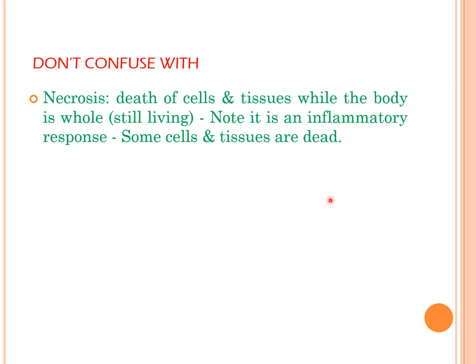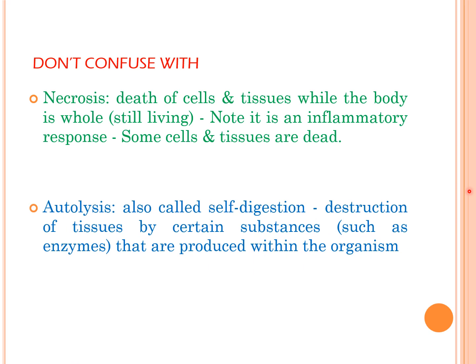And finally, don't confuse apoptosis with necrosis, where necrosis is the death of cells and tissues while the body as a whole is still living. Note, this is an inflammatory response. Some cells and tissues are dead. So in necrosis, there will be inflammation, remember. And autolysis is also called self-digestion, destruction of tissues by certain substances such as enzymes that are produced within the organism. So this is autolysis, which is self-digestion. And necrosis is death of the cells and tissues while the whole body is still living.